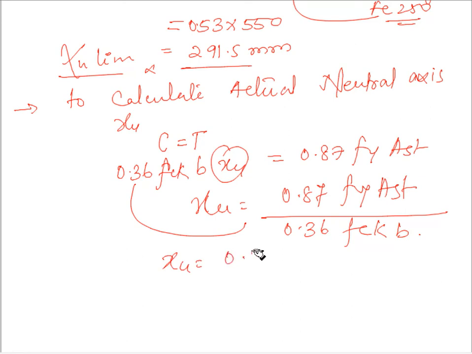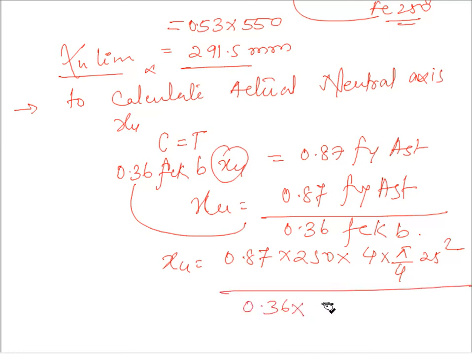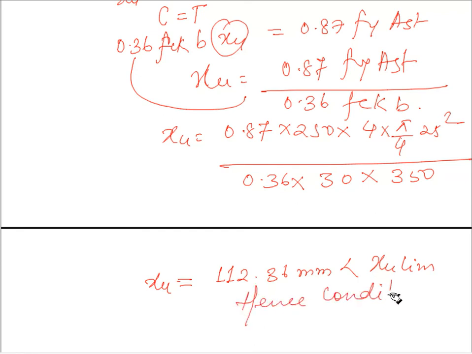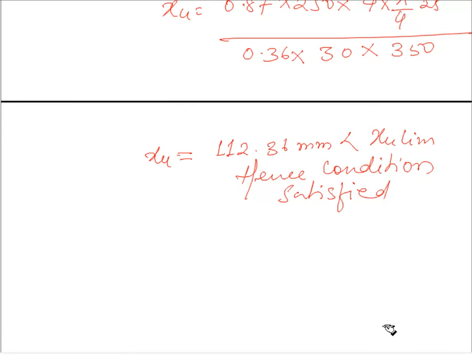So xu equals 0.87, fy is 250, Ast is four numbers of 25 mm dia bars, that is pi by 4 into 25 squared, divided by 0.36, fck is 30 for M30 grade concrete, and b is 350. So xu is equal to 112.36 mm, which is less than xu limiting. Hence the condition is satisfied. Now we have xu, Ast and the dimensions of the beam, so we need to calculate the ultimate moment of resistance.